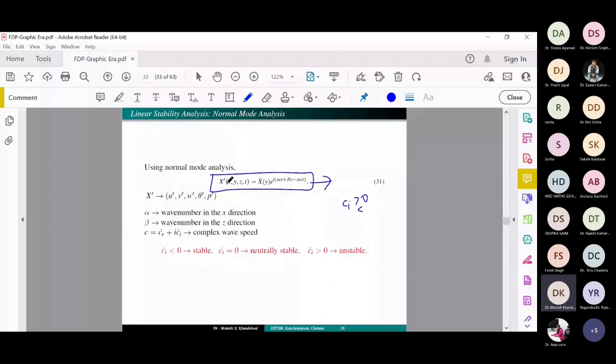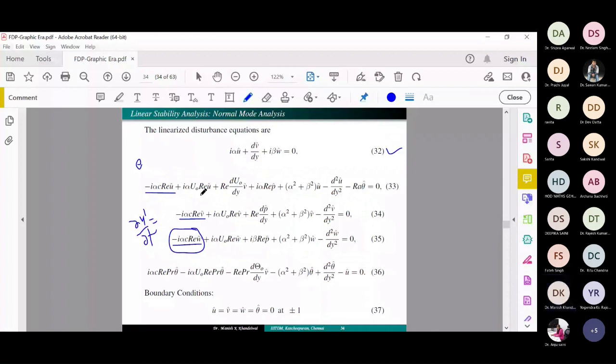So this term we take to one side, and the remaining terms to the other side. Basically, c is nothing but the eigenvalue. We are treating c as an eigenvalue. So these terms come to one side, and the other terms come to the other side.